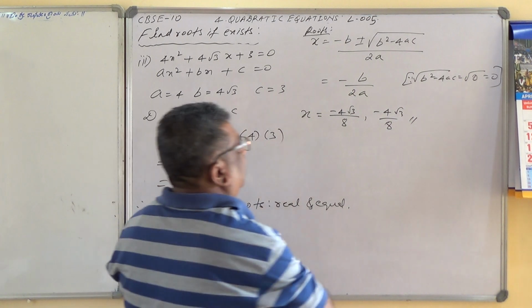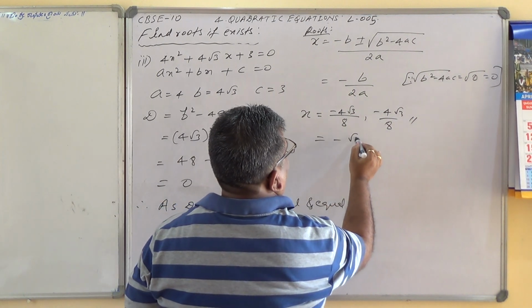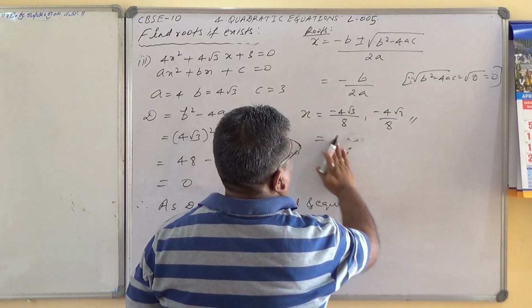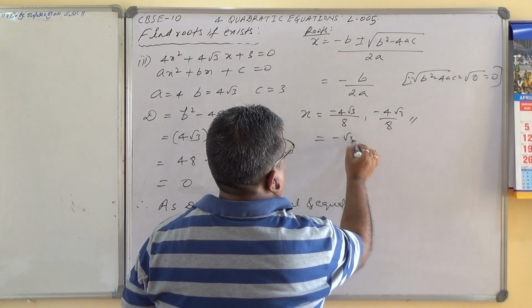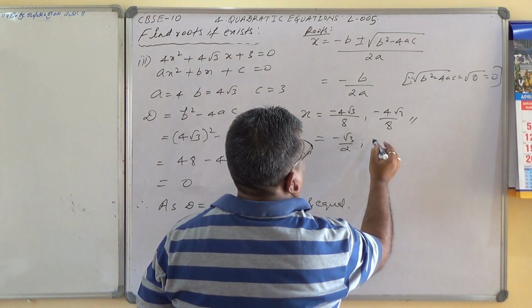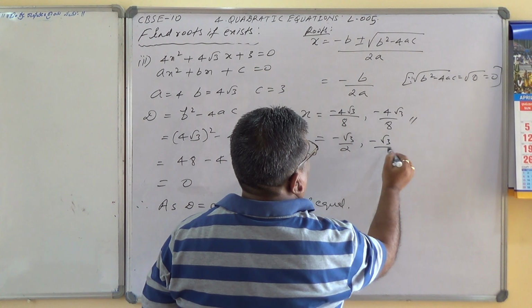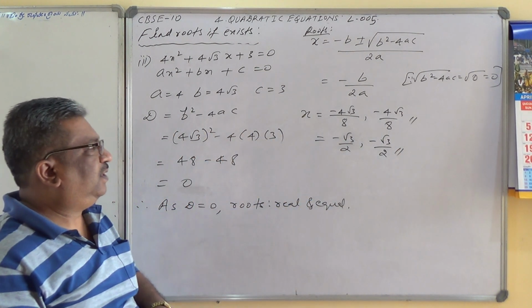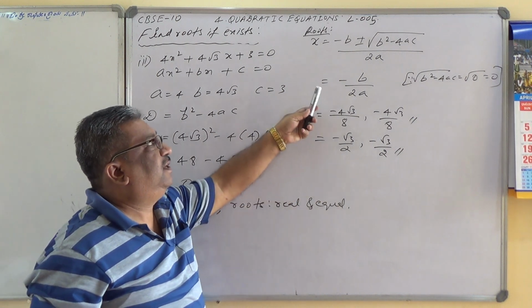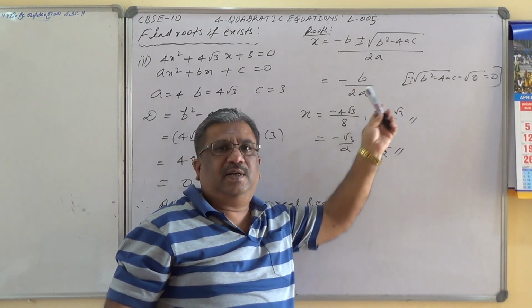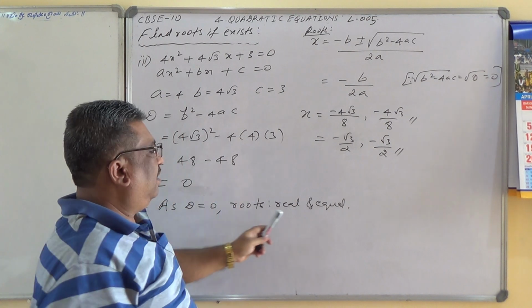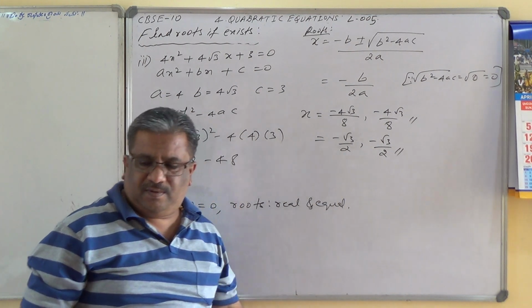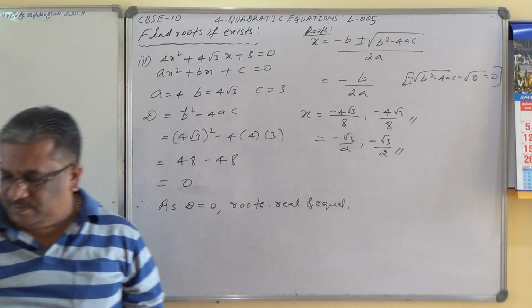Further simplifying, we get minus root 3 by 2, minus root 3 by 2. So this is the answer. Both roots are the same. If the discriminant is 0, then the roots are real and equal, and therefore this is the value. Let me take one more example now.